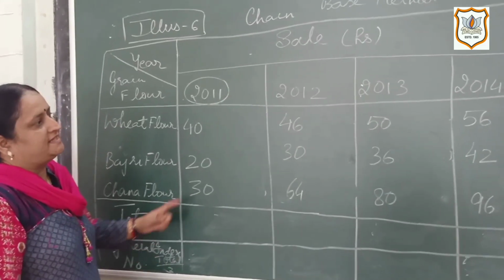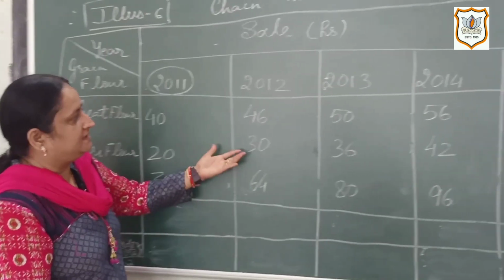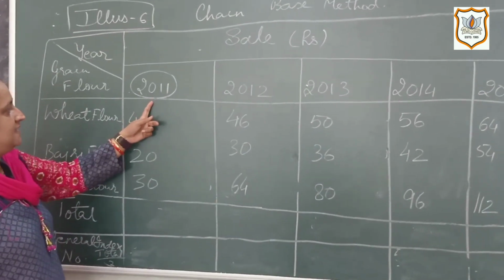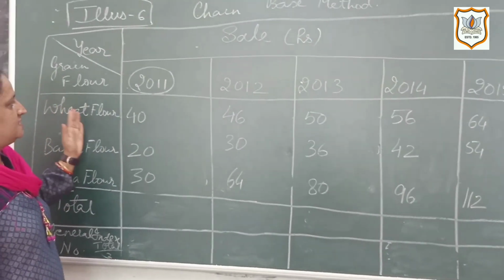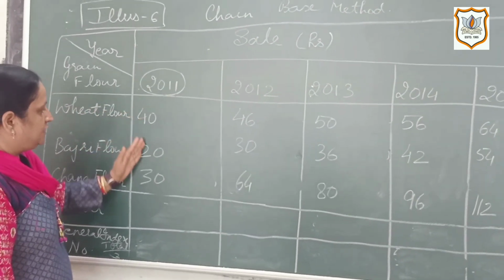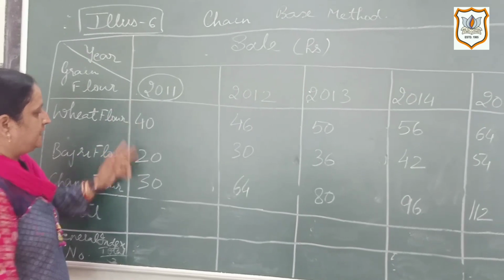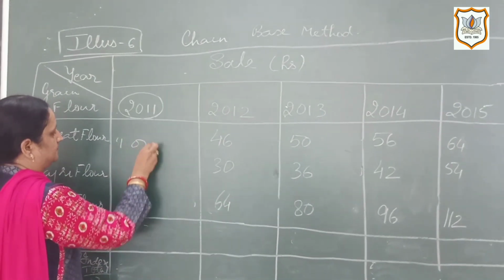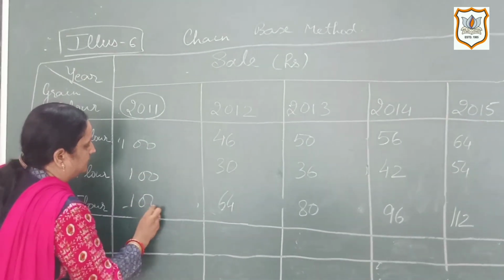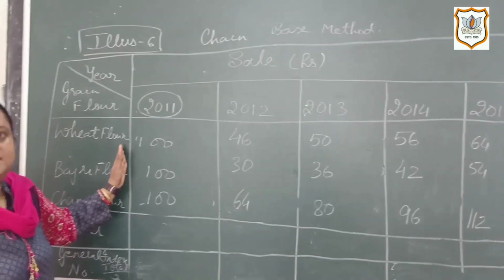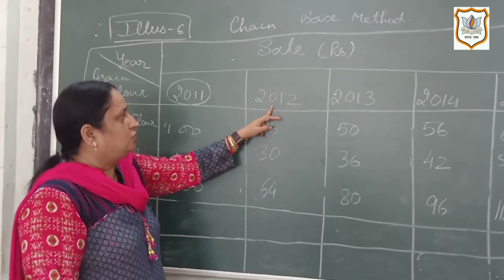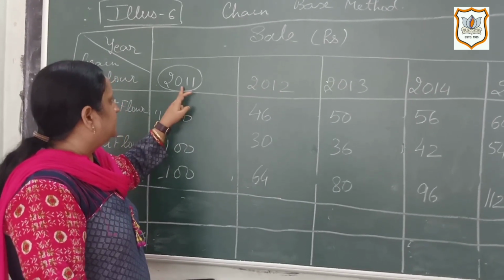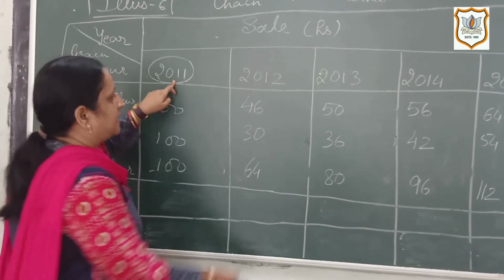Now as you know that in chain base method we are dividing these values by the previous year's values. So for 2011 there is no previous value, so the value of 2011 we will take it as 100, because no previous year's value is given. Now for 2012 the previous value, the year 2011's value, was 40.